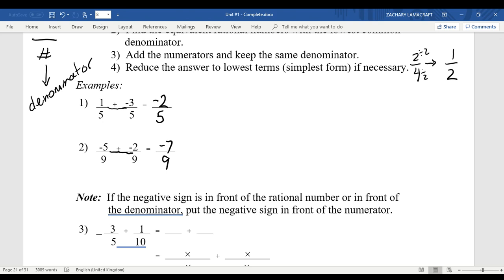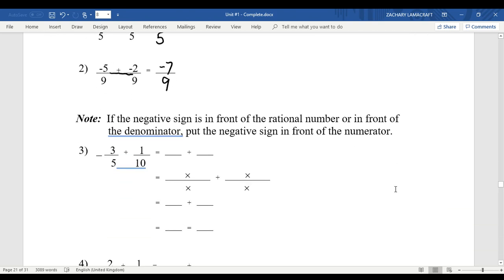Now, if we look at the next example, it's going to show us what we mean by that. This negative sign is in front of the whole rational number, the whole fraction. We're going to move that beside the 3, or the numerator. So if we rewrite this, it would be rewritten as negative 3 over 5. And then we could just add that 1 over 10.